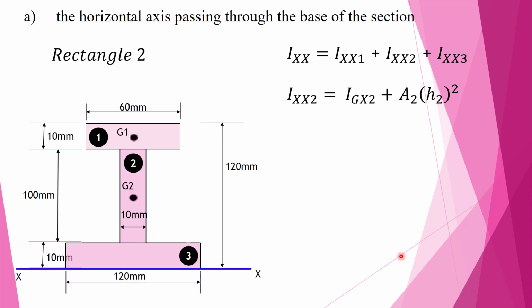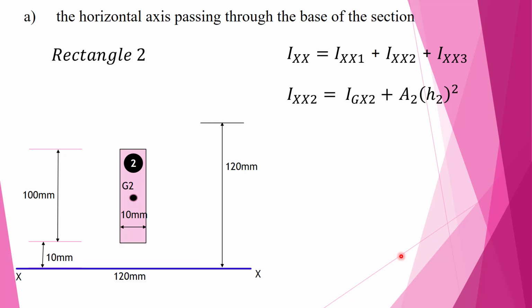Now we will take the second rectangular section. So here we will remove the first rectangular section as well as the third rectangular section. Now we know how to locate the centroid of this second rectangular section, that will be exactly at the center. Then we can draw the centroidal axis passing through G2, which is parallel to the required reference axis XX axis, and this centroidal axis will be at a distance of 50 mm from the base of the second rectangular section. From the base it will be 50 mm.